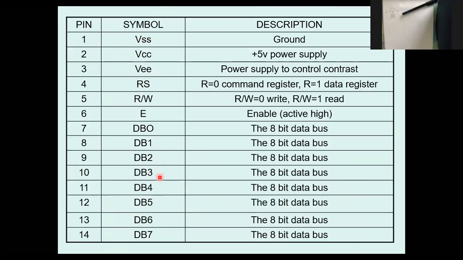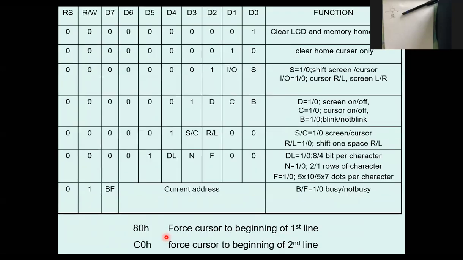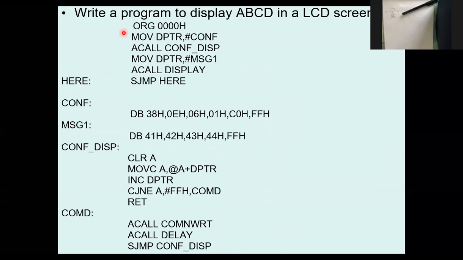Next, these are the pins I already discussed. And this is how to display on the LCD. I will explain more later when I come to the program, as this is an example. So, going to the program, first I want to display ABCD on the LCD screen. It is a program. Just listen very carefully, it is a very important and very interesting program. Otherwise you cannot understand what is going on in this program.